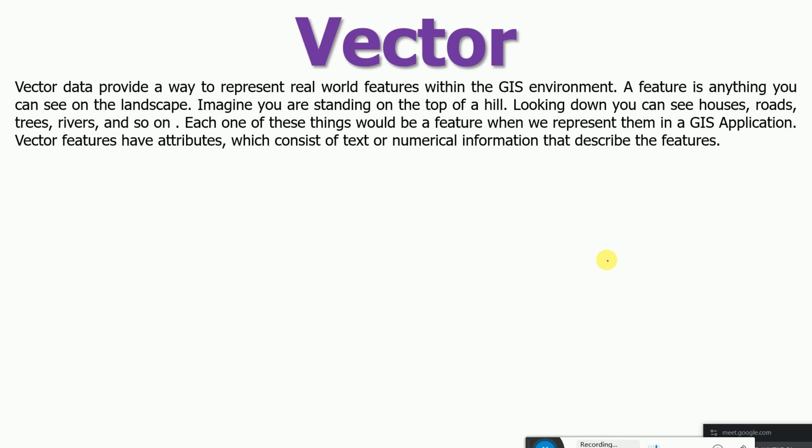Imagine you are standing on the top of a hill, looking down you can see houses, roads, trees, river, and so on. Each one of these things would be a feature when you represent them in a GIS application, because each has a fixed geometry. River is a linear feature, trees have linear features, house has a box feature, that is a polygon feature, roads have a linear feature. Vector features have attributes which consist of text or numerical information that describe the features.